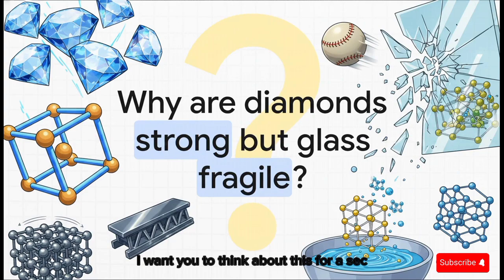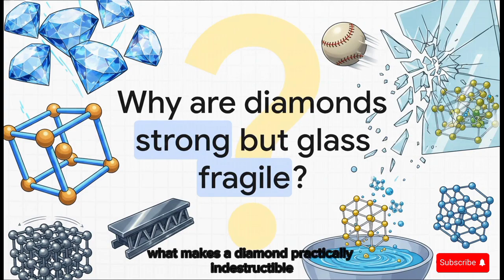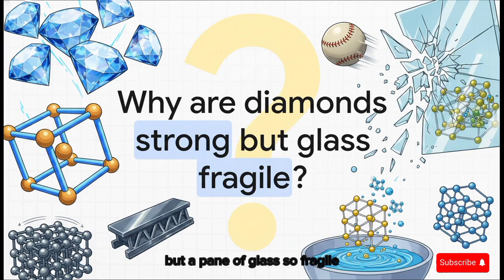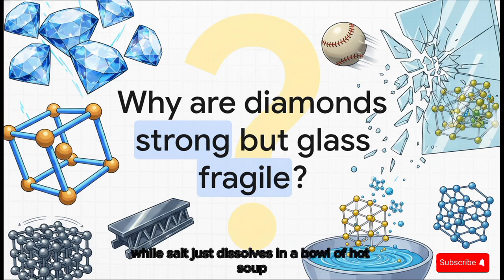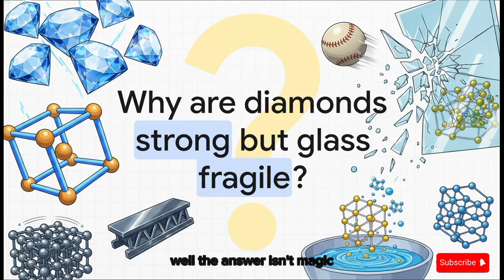I want you to think about this for a sec. What makes a diamond practically indestructible, but a pane of glass so fragile that a stray baseball can shatter it into a million pieces? Or, why does iron hold up massive skyscrapers while salt just dissolves in a bowl of hot soup? Well, the answer isn't magic.